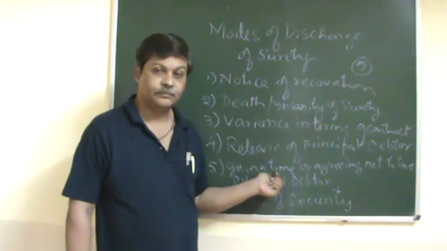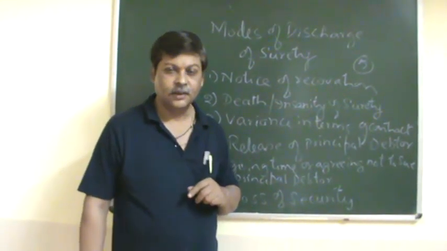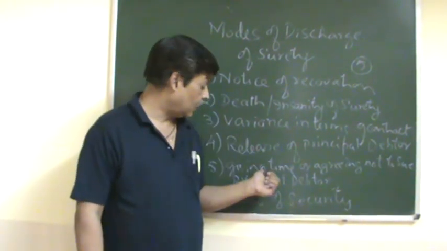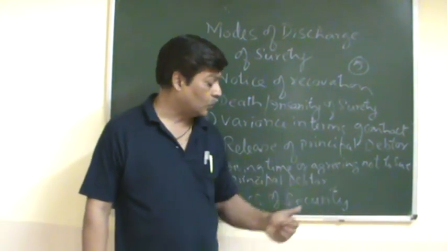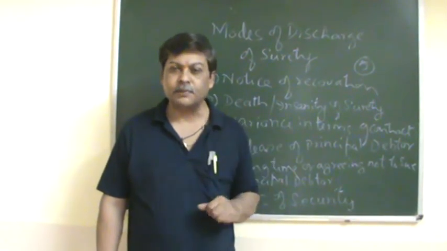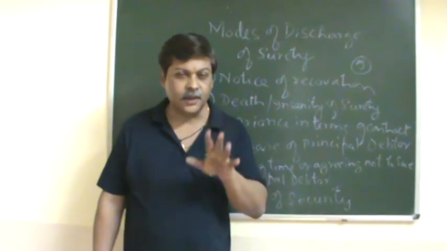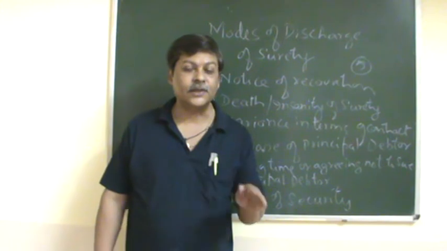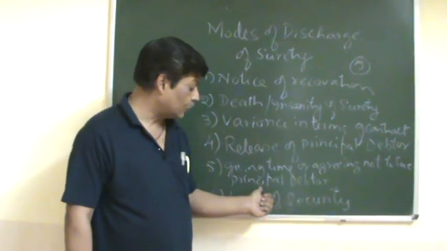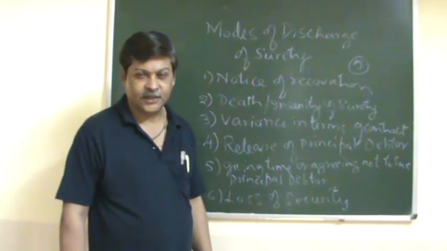If the creditor extends the time given to the principal debtor, that is giving time or agreeing not to sue the principal debtor. The creditor says that I will not sue the principal debtor. If such terms and conditions, such an assurance, are there from the creditor, the surety is said to have been discharged. In this circumstance also the surety gets discharged.